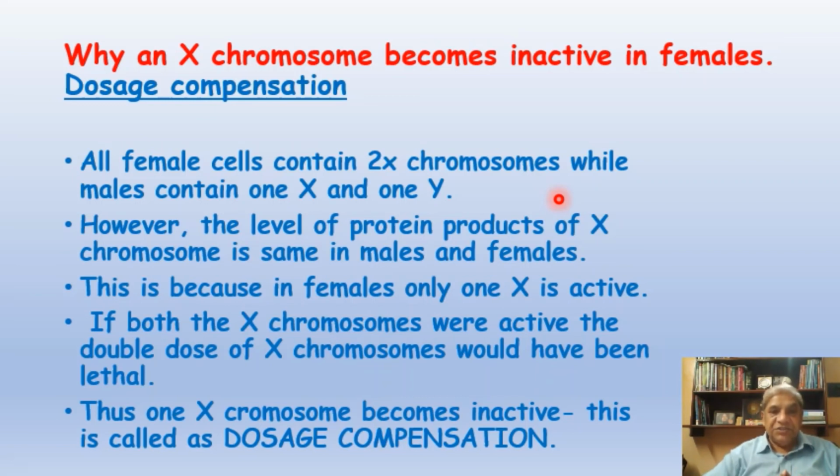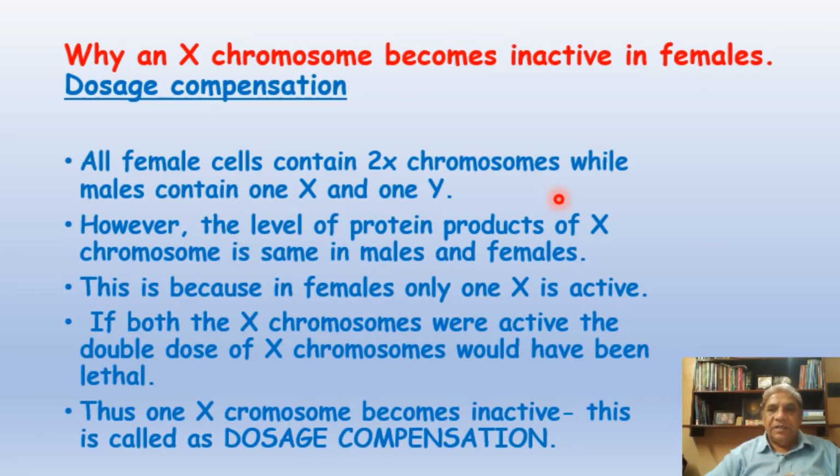Thus, for this reason, one X chromosome becomes inactive in females. And how does it stay inactive throughout life? This is by formation of the sex chromatin or bar body, where it is tightly condensed, so that no gene present on this X chromosome can act. Thus, this is called dosage compensation. Sometimes a short note can be asked on dosage compensation, right? So this is the answer to what is dosage compensation.